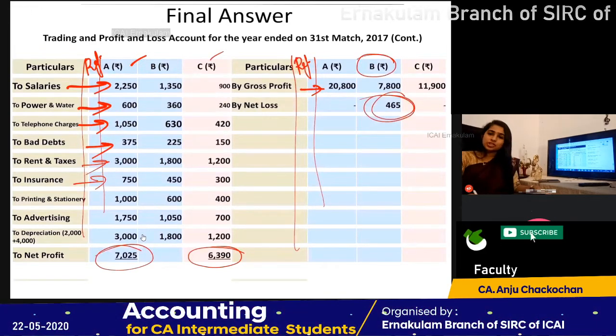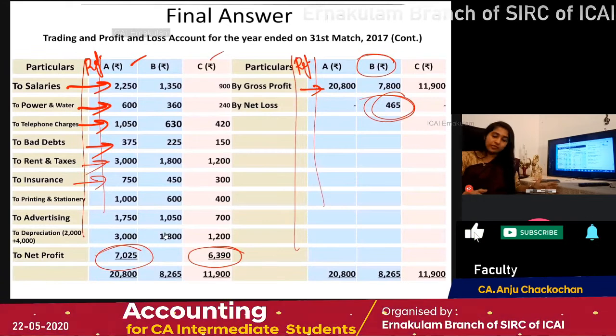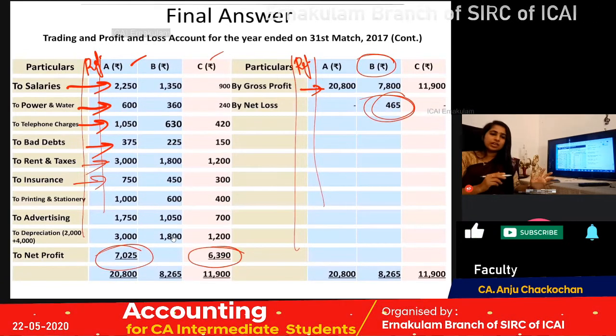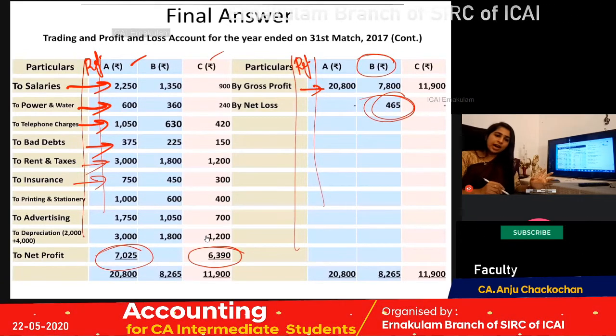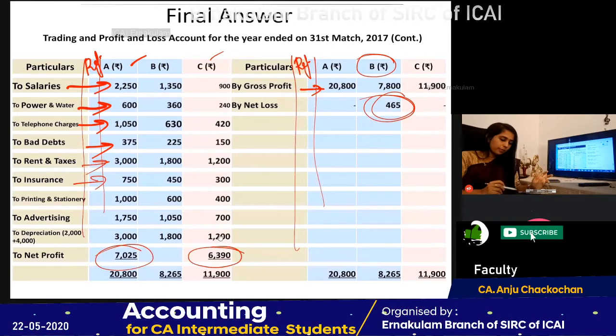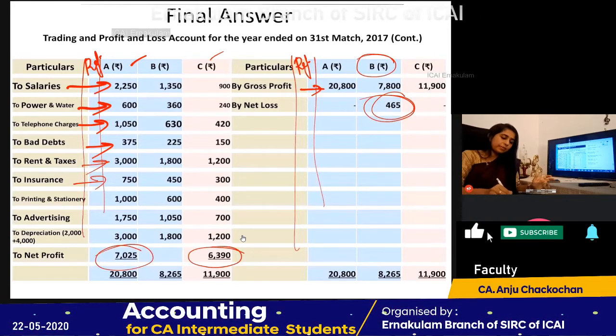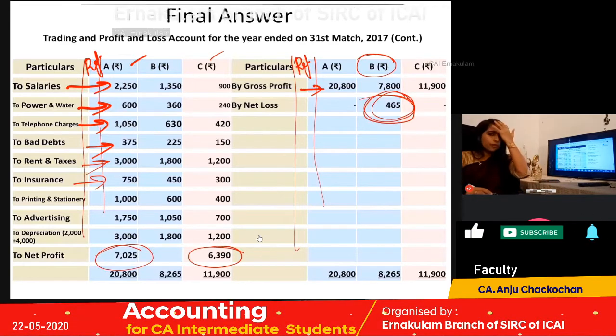Good job, students. You all have done really good. So these are the final answers: 7025 and 6390 profit for Department A and C, and for Department B, it is a loss of 465.